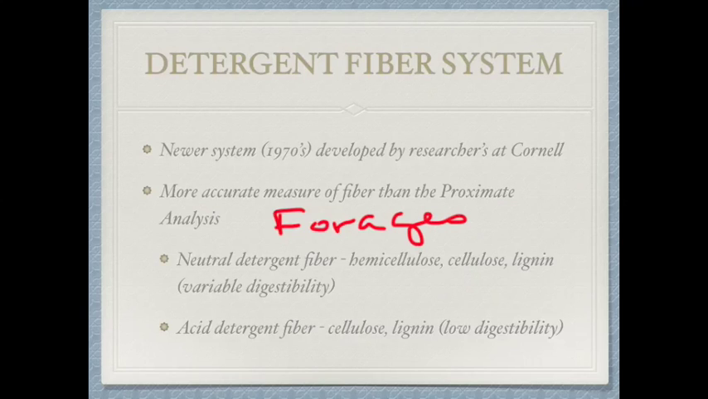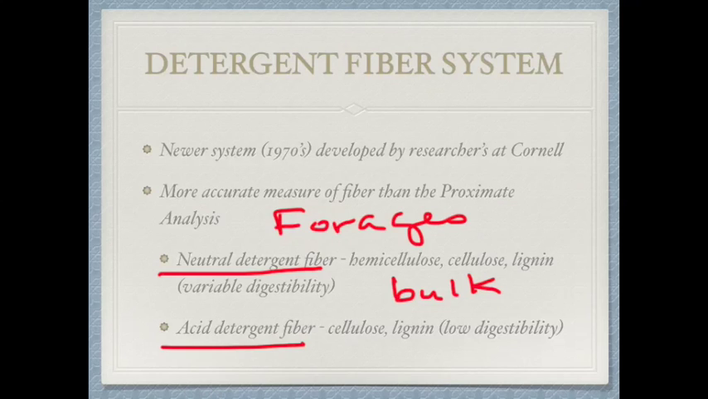And there are 2 major components of this system, either neutral detergent fiber or acid detergent fiber. Neutral detergent fiber contains the majority of the plant cell wall, the hemicellulose, cellulose, and lignin. It can vary in digestibility and is actually related to the bulk of a diet. Feeds high in neutral detergent fiber are going to be high in bulk density, very bulky, take up a lot of space, and fill up an animal faster.